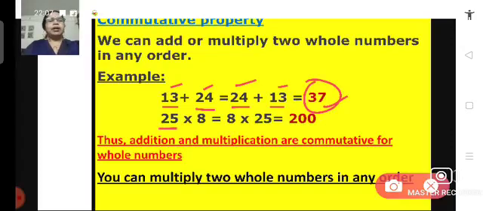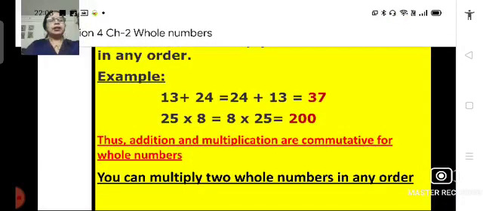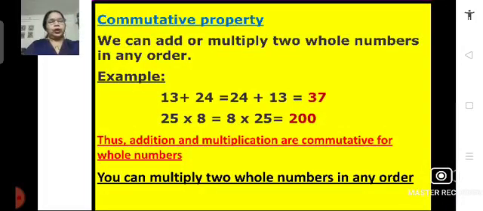Similarly, while multiplying two whole numbers, if we change the order of multiplication, like 25 into 8 will be 200, and similarly 8 into 25 will also give 200. So even if we change the order while adding them or while multiplying them, still the result remains the same. So addition and multiplication are commutative for whole numbers. This property does not apply for the subtraction and division of whole numbers.